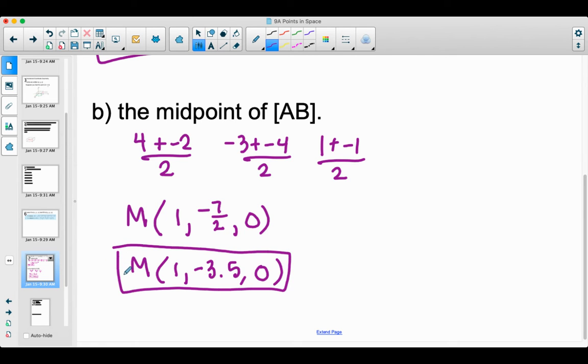So midpoint distance formula, you just have to add that extra part for your z, and that is points in space.